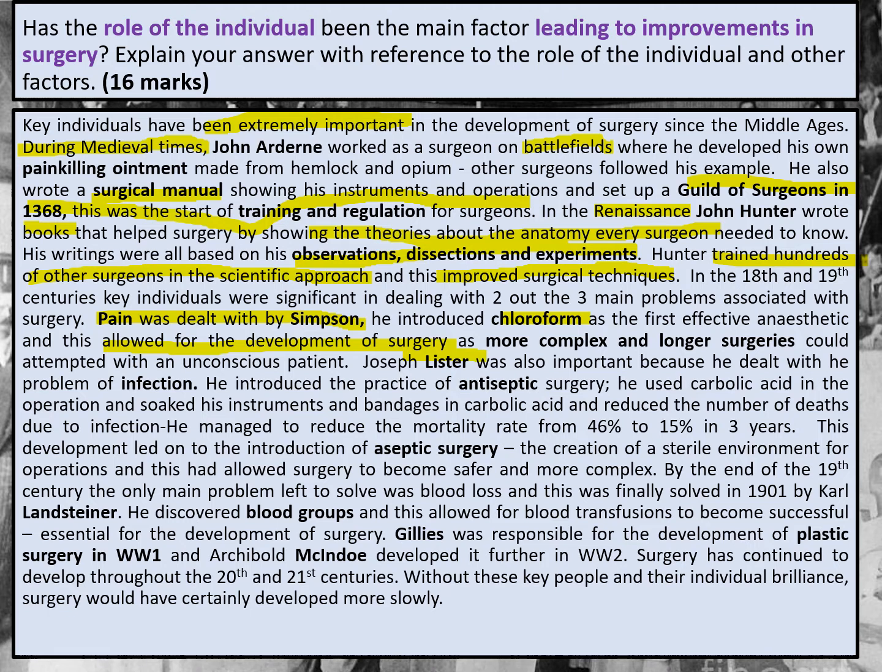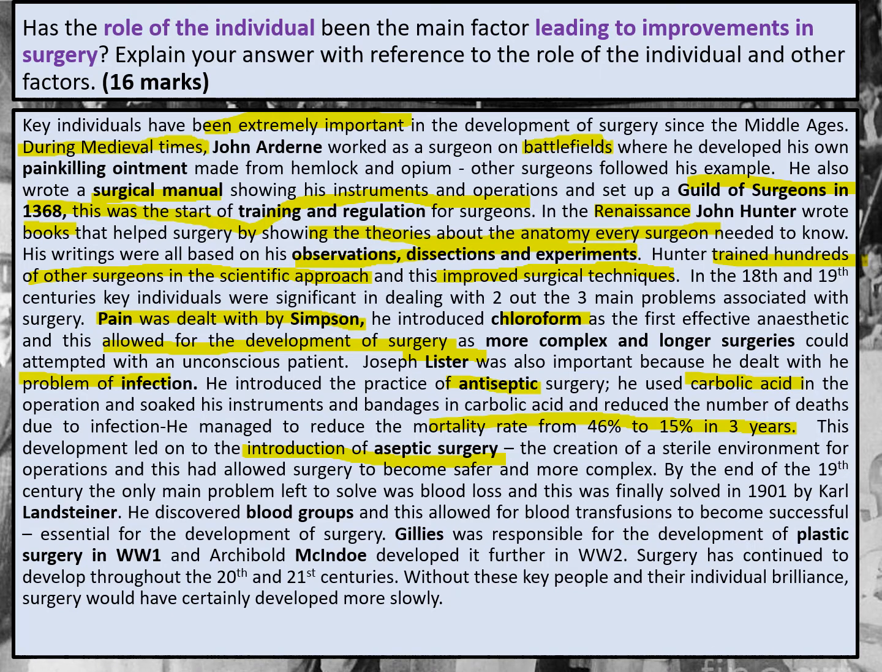Joseph Lister was also important because he dealt with the problem of infection. He introduced the practice of antiseptic surgery through the use of carbolic acid in the operation and soaked his instruments and bandages in carbolic acid and reduced the number of deaths due to infection. He managed to reduce the mortality rate from 46 to 15% in 3 years. This development led to an introduction of aseptic surgery, the creation of a sterile environment for operations, and this had allowed surgery to become safer and more complex.